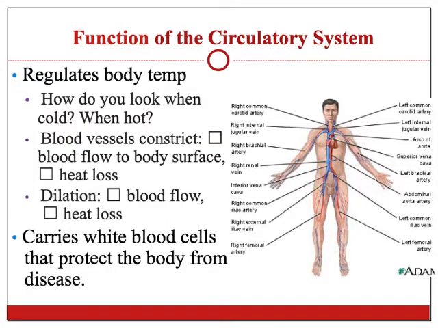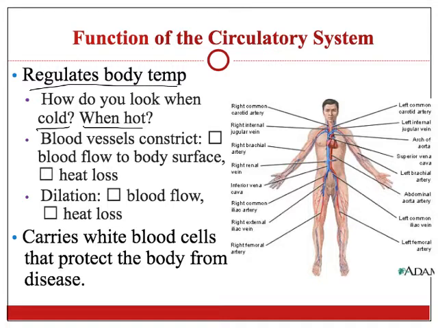So there are some other, less intuitive functions of the circulatory system as well. One of them is that it regulates body temperature. If you think about it, when you're really, really cold, you look almost white, and when you're hot, oftentimes you look kind of red. This is because as you get hot and as you get cold, your blood vessels, which are holding your blood, will constrict, meaning they get smaller, or they'll dilate, meaning they get bigger, to basically allow more or less blood to get to the surface of your body.